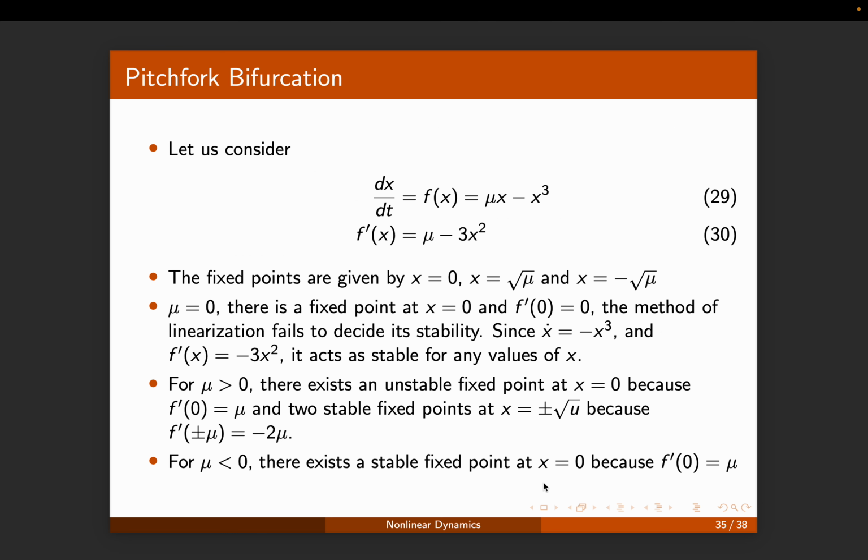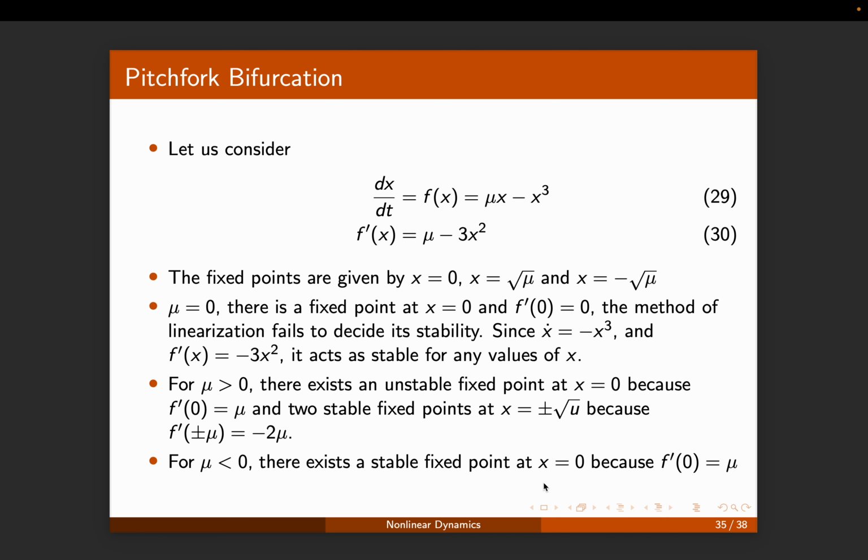So let's look at another dynamical equation. Here we have x dot equal to mu x minus x cube. So the fixed points, by equating the right hand side to 0, we get x equal to 0 and plus or minus square root of mu. For f prime of x is mu minus 3x square. For mu equal to 0, there is a fixed point at x equal to 0, but f prime at 0 is again 0. Method of linearization fails.